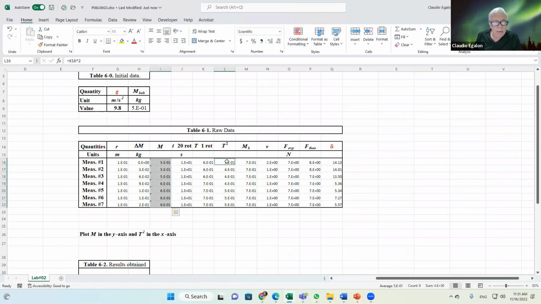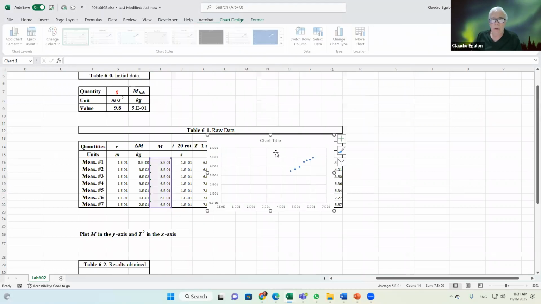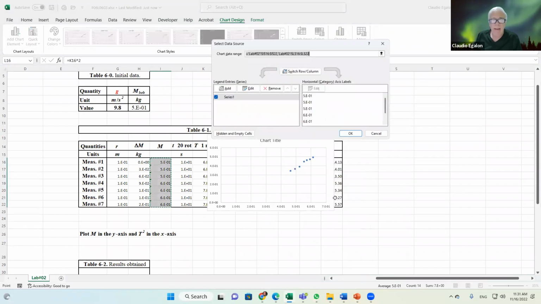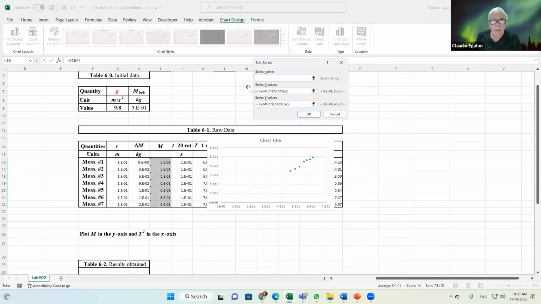m and t squared. Insert, plot, right click, select data, one of the data points, right click, select data. Now, what about now? Edit. Okay, now it's working. See that? For some reason, it was not working before. I'm going to replace I with L and L with I. Here you go. L is I.